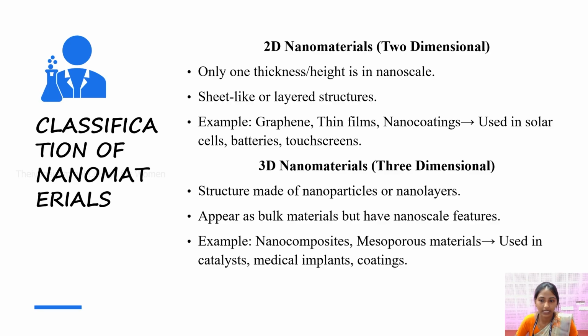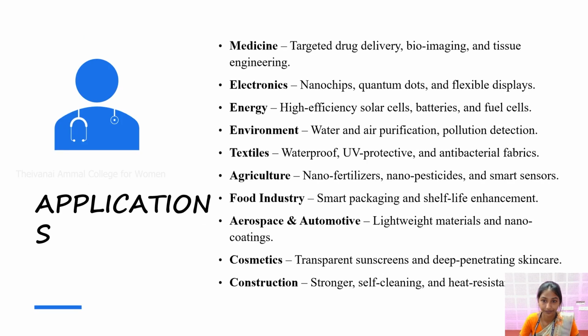3-dimension nanomaterial. Structure made up of nanoparticle or nanolayer. Appear as bulk material but have nanoscale feature. Example, nanocomposite. It is used in catalysis, medical implant, coating. And application. It is used in medicine, in medicine particularly drug delivery, bioimaging, and tissue engineering.